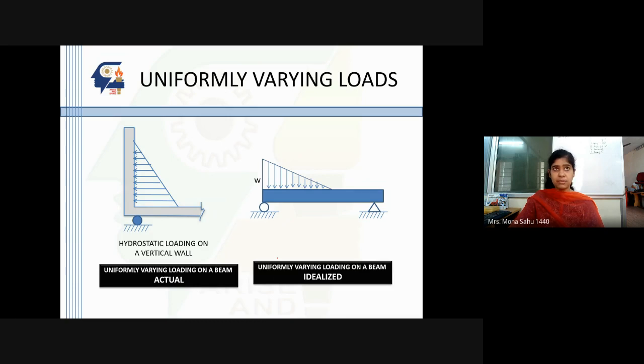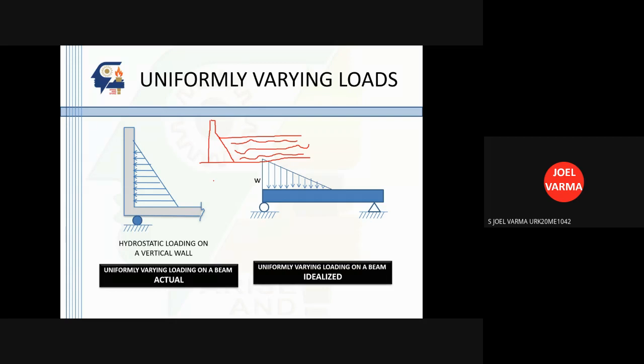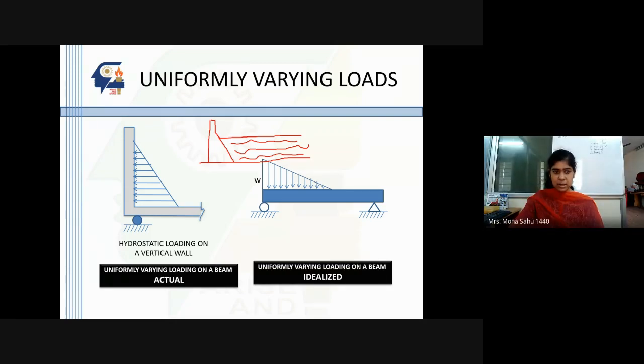For example, if you have a dam, how does a dam look like? Something like this, and you've got water. Why is it that dams are built like this, with more material here and then it reduces? Why? The pressure increases as we go deeper.